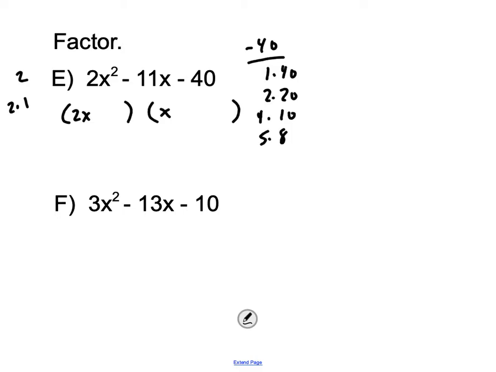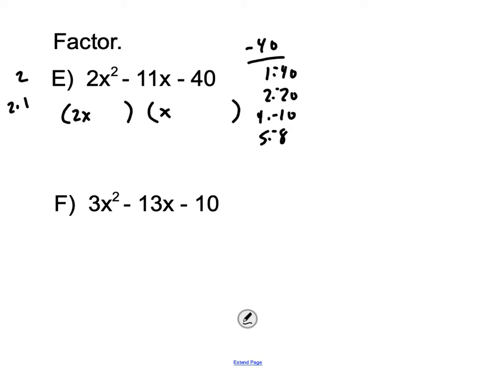All right, so since there's a negative 40 there, one has to be positive, one has to be negative. The higher number of the pair has to be negative, since the inside there is a negative. So looking at those, we can't think in terms of 1 and 1 because we don't have just a 1x and a 1x. We have a 2x and an x. So we're going to have to guess and check, just like we said.